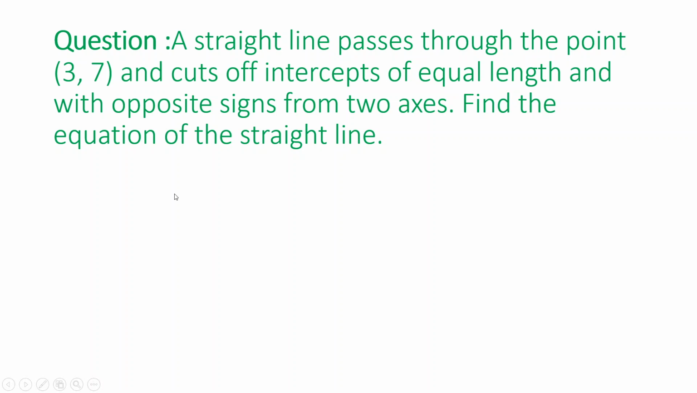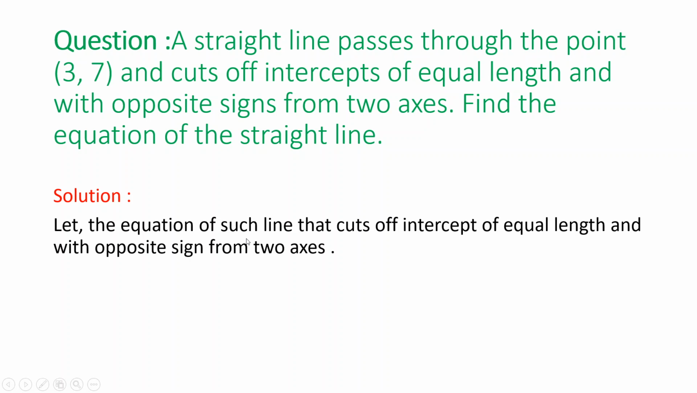Now boys, we solve another problem. A straight line passes through the point (3, 7) and cuts off intercepts of equal length and with opposite sign from the two axes. Find the equation of the straight line. Solution.